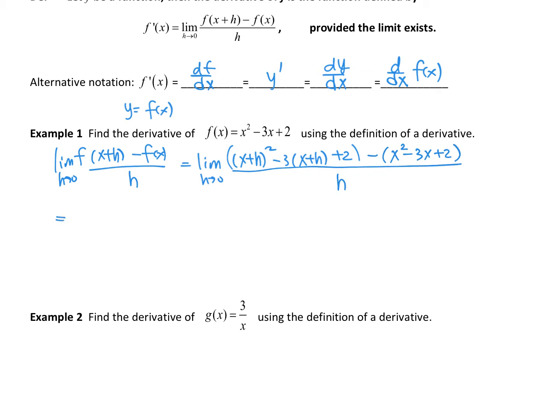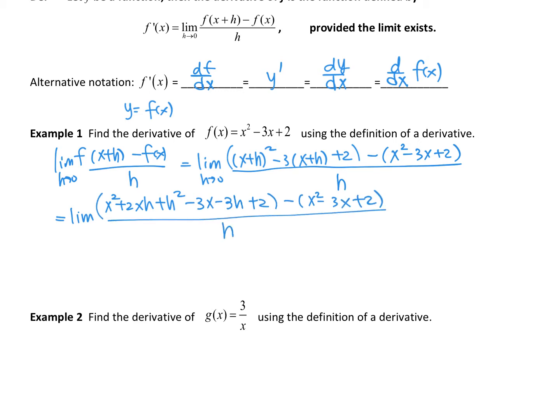Here, I just keep going with the limit. Let's see, x plus h squared is x squared plus 2xh plus h squared. And the second part is minus this, so negative 3 gets distributed: minus 3x minus 3h, and then plus 2, minus x squared minus 3x plus 2, all over h. Let's see if there's any cancellation. There is x squared here and x squared here, they're going to cancel out. And then negative 3x will also cancel out, and then plus 2 will also cancel out.